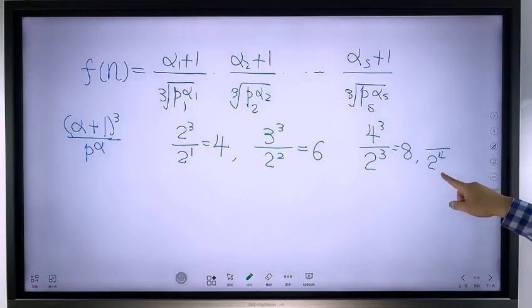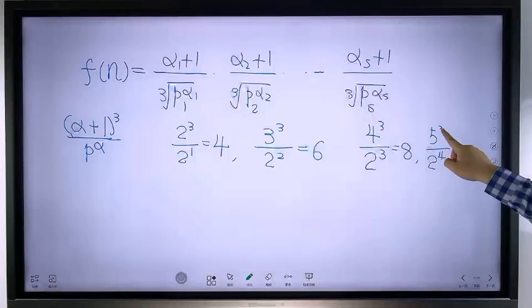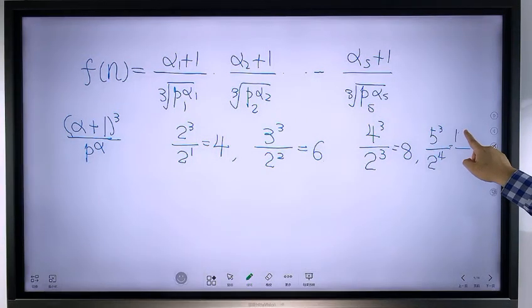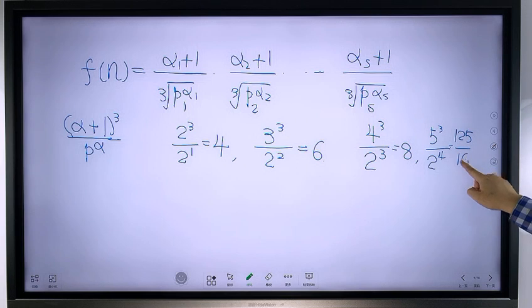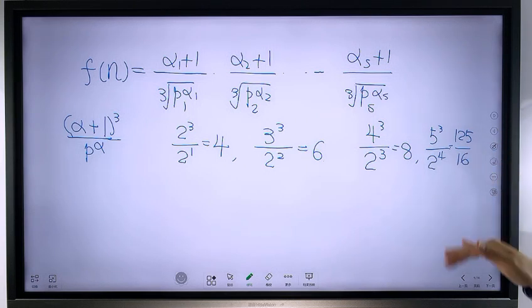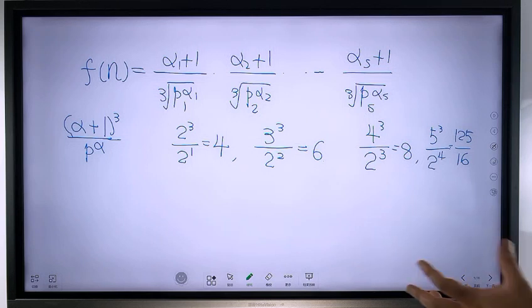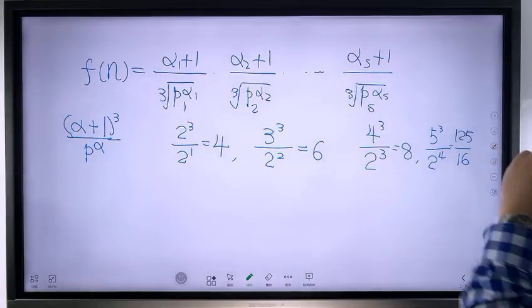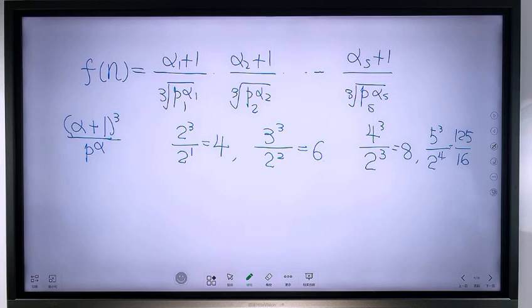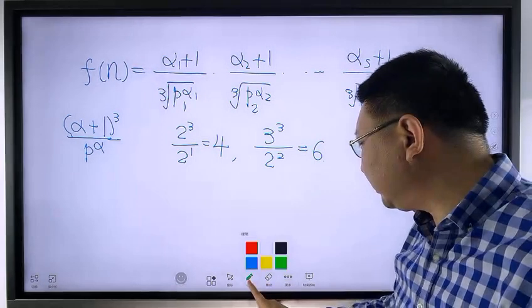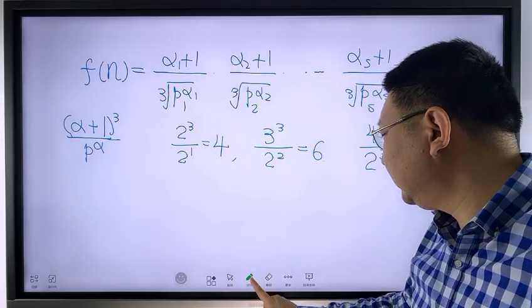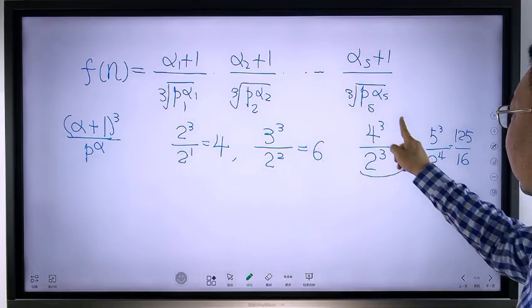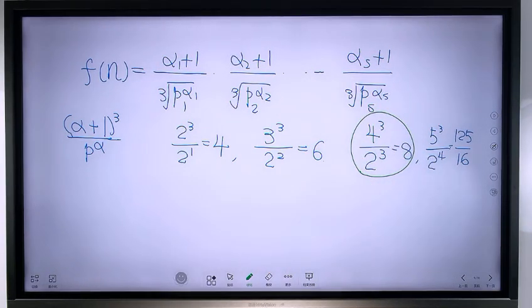How about that? 2 to the power of 4, and that's 5 cubed. So that is 125 divided by 16. And so that is slightly less than 8. Of course, rigorously, you can prove how it goes. But for now, I think we are fine to stop here. We claim that for the prime number 2, the largest scenario would be that, right? And then we can continue to do our calculation.